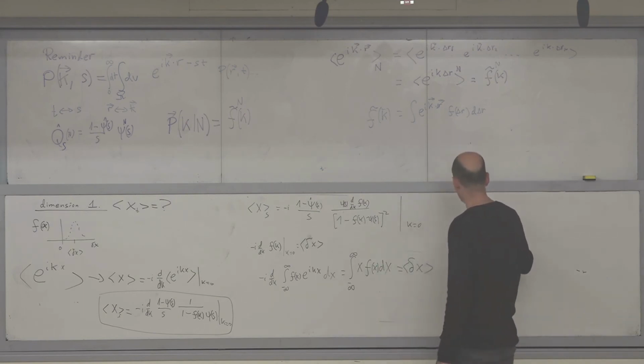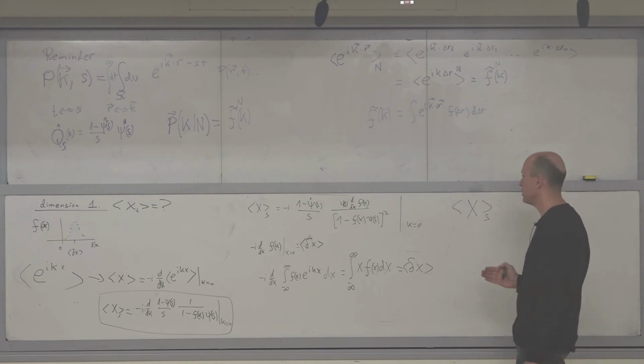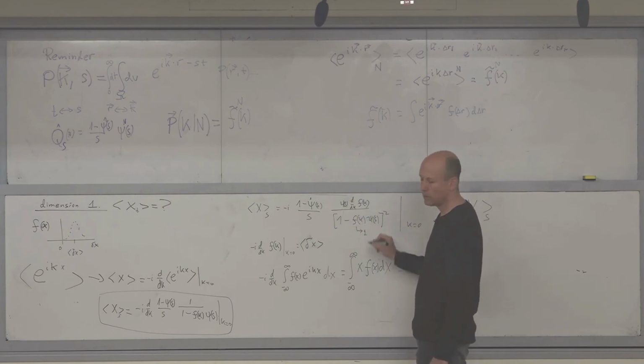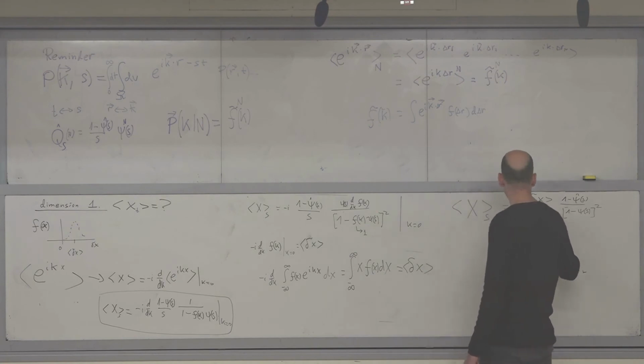So what do I get for the position of the particle after many jumps? In principle many jumps, but in s space. This f of k, what is it? At k equals 0, this is normalization, this goes to 1. So I get delta x average, I get 1 minus psi of s, 1 minus psi of s squared, and here I have s.